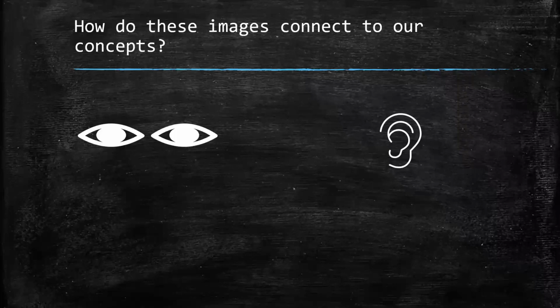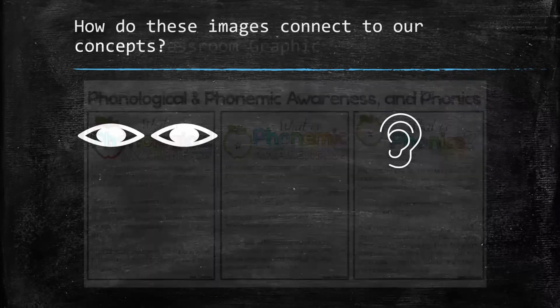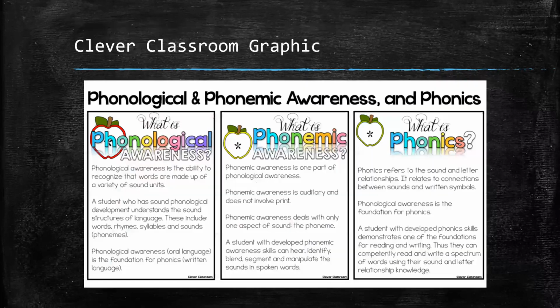Okay, so hopefully you thought about auditory and visual. Phonological awareness and phonemic awareness are dealing with those sounds, so that's what we're hearing. And phonics is the connection to the written letters, or graphemes, and the sounds. So that's going to be more the visual component. We are going to use this clever classroom graphic to go back over and review the differences. Now, there are some activities where you're going to see examples of phonological awareness, phonemic awareness, and phonics all in that same activity, and that's because they do build on each other.